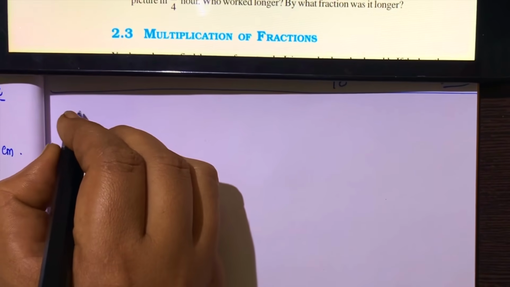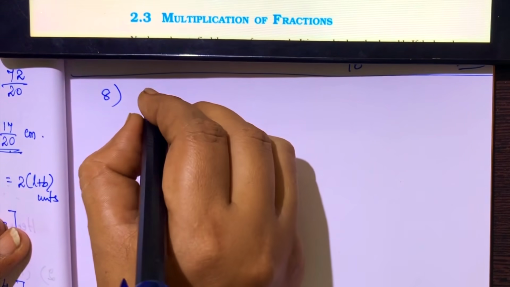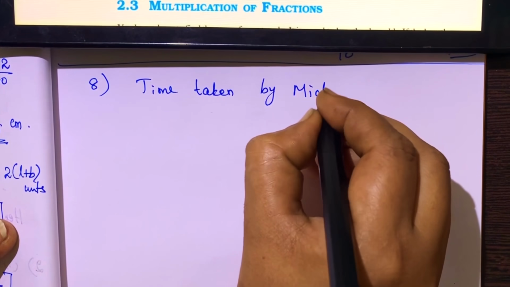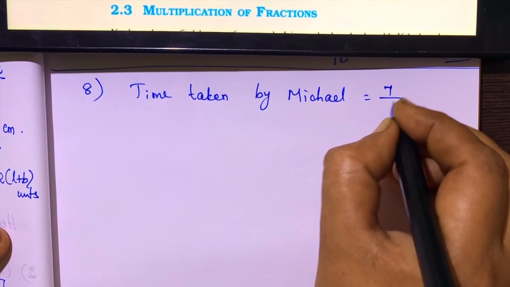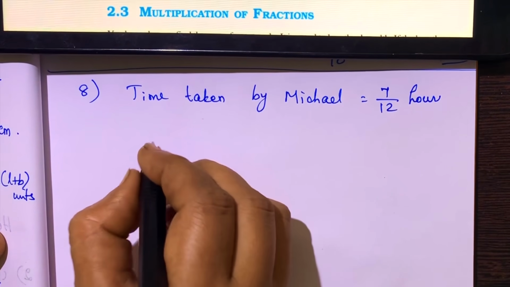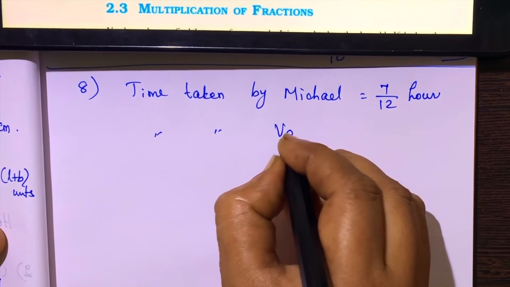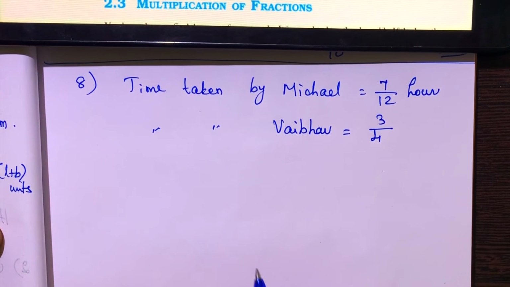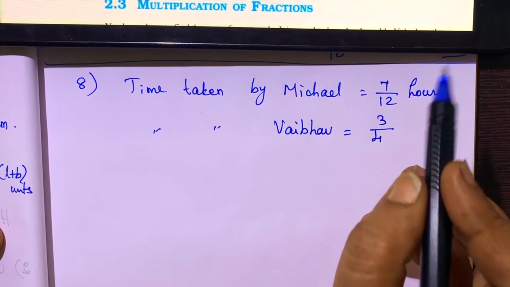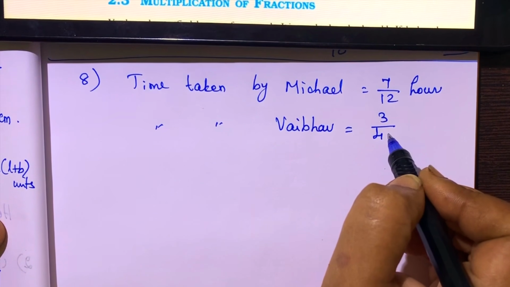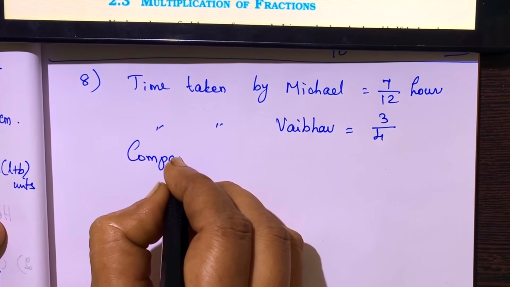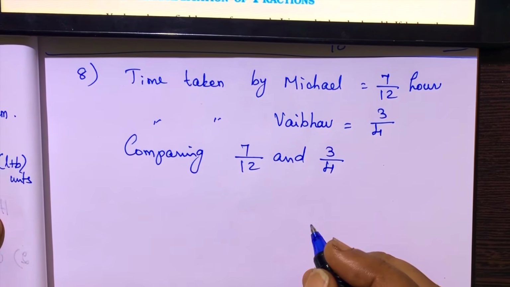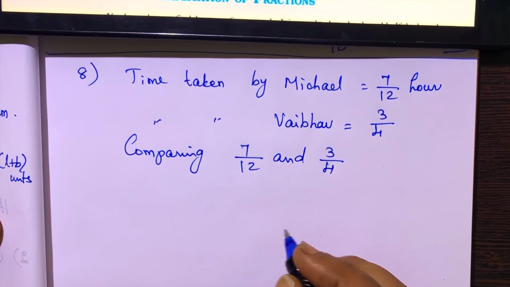So you have to find out the time taken by Michael, which is equal to 7/12 hours. Time taken by Vaibhav is equal to 3/4 hours. Therefore, the question is who worked longer. So you have to compare which fraction is greater. So comparing 7/12 and 3/4, the only process is you have to make the denominators the same.